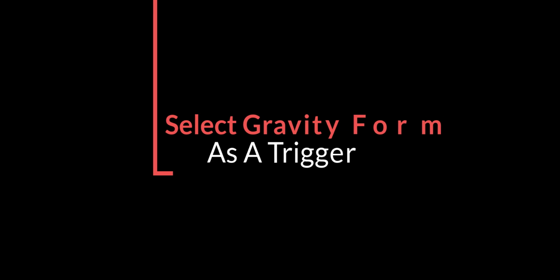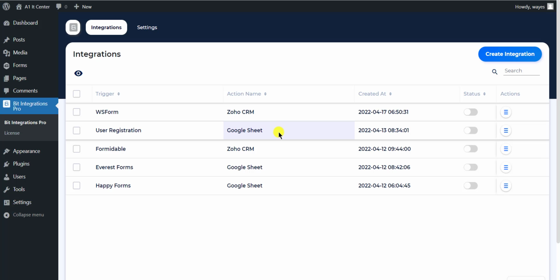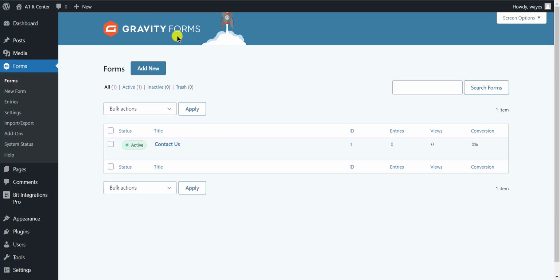Hi, in this tutorial, I will show you how to select Gravity Form as a trigger and send data to Bit Integrations Actions. At first, open the Bit Integrations dashboard. Now go to Gravity Form and create a form or select any existing form that you have already created.